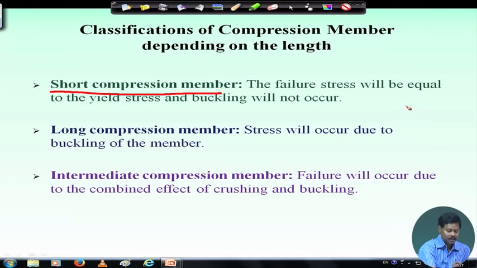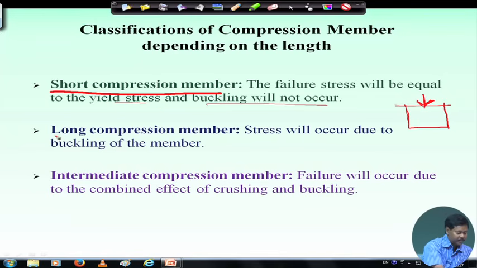Short compressive member means, as I told earlier, that the length of the member is quite short compared to its width and thickness. If its width and thickness are substantial, that means the L by R ratio is quite low. In that case, the failure stress will be equal to the yield stress, and there will be no buckling. Buckling will not happen in this case. So, here it will fail due to yielding of the material. This happens with short compression members.